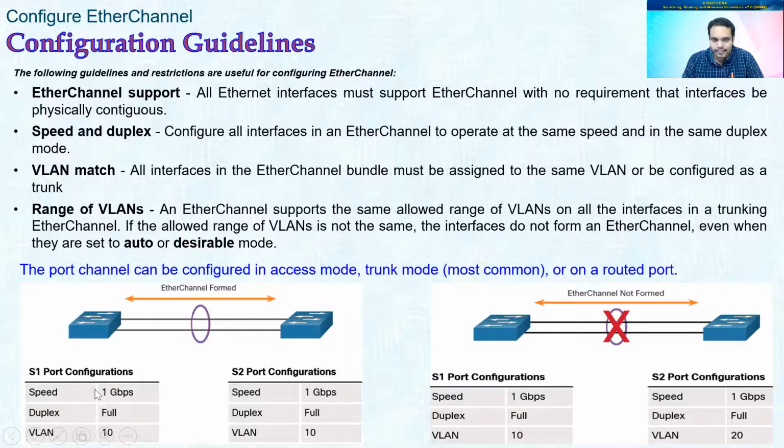If you see here, speed is okay, duplex is okay, both belong to the same VLAN. So the EtherChannel will be formed here. Whereas here, there is a VLAN mismatch. One belongs to VLAN 10 and the other belongs to VLAN 20. So EtherChannel will not be formed.